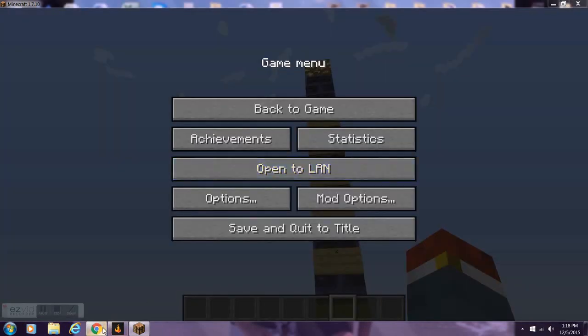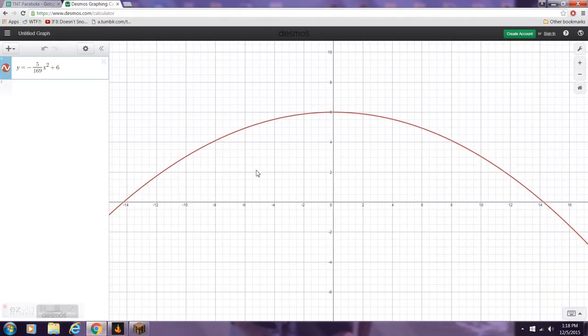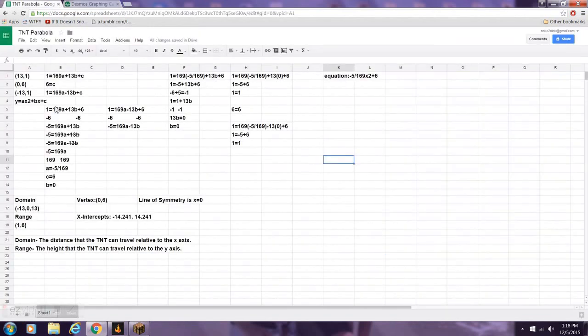Now let's look at the math behind the launch. So I decided to do all of this work. Here are all my points: 13, 1, 0, 6, and negative 13, 1. I had to put it into the equation of y equals ax squared plus bx plus c. So the first equation ended up being 1 equals 169a plus 13b plus c. The second one was 6 equals c, and then 1 equals 169a minus 13b.